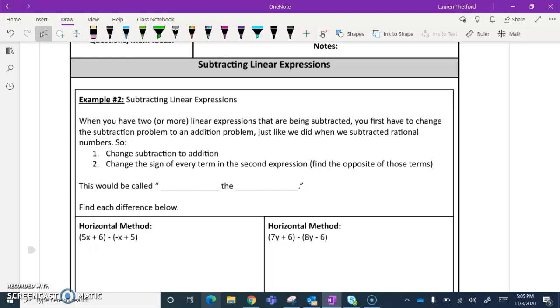In example 2, it says subtracting linear expressions. When you have 2 or more linear expressions that are being subtracted, you first have to change the subtraction problem to an addition problem, just like we did when we subtracted rational numbers. This was back in chapter 1. So step 1, change the subtraction sign to addition. Then step 2, change the sign of every term in the second expression. What that means is we're going to find the opposite of those terms. This is called add the opposite.